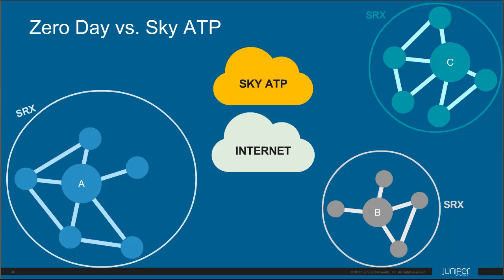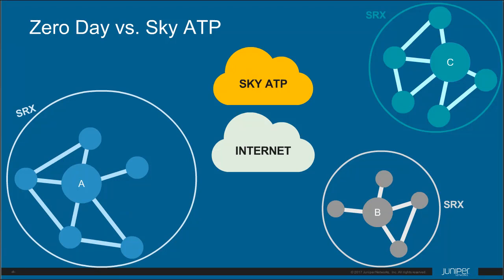So in the slide, we can see 3 different customers. These customers will have their own networks of different sizes with different numbers of users and using different networking equipment. So we have customer A, customer B, and customer C. But they all share something in common, which is that they use a perimeter solution. So they are using SRX from Juniper. They are using a firewall in the perimeter. And they are also using the SkyTP solution together with the SRX.